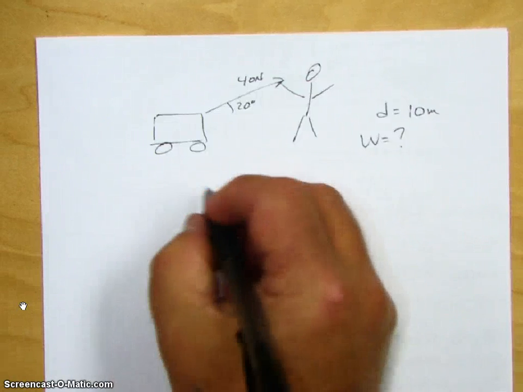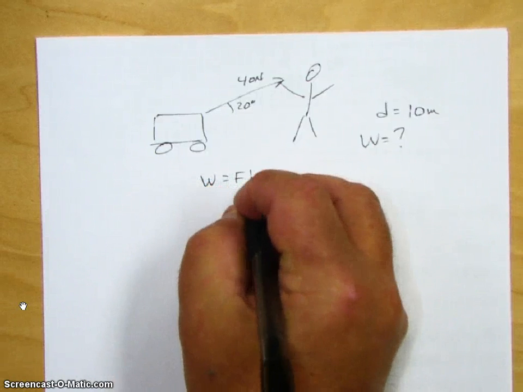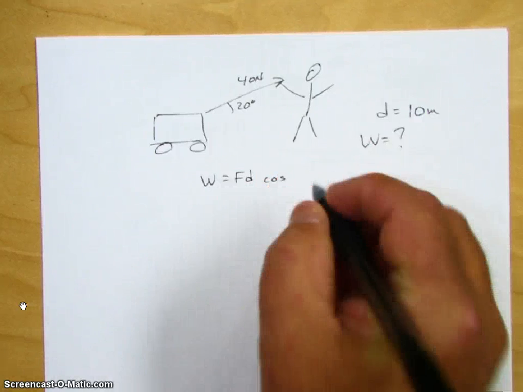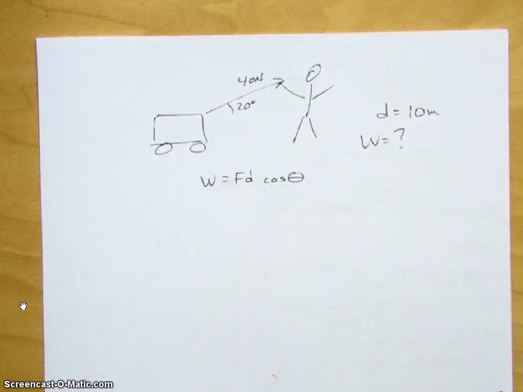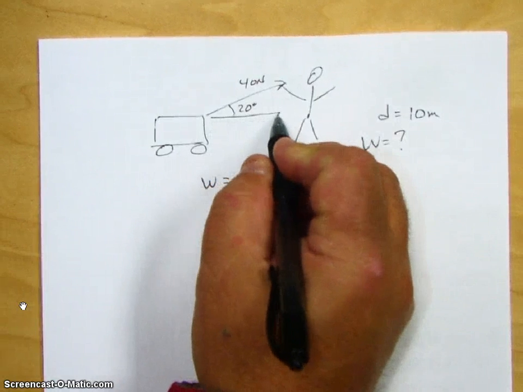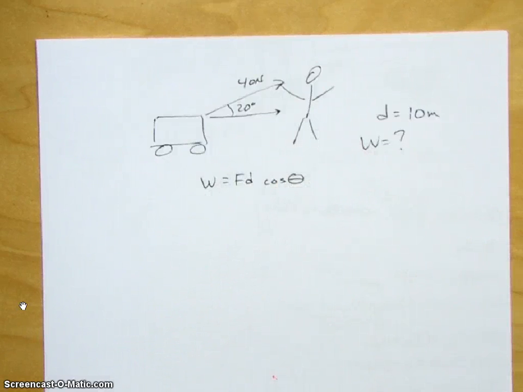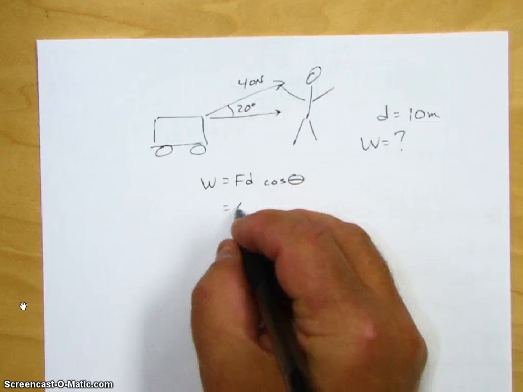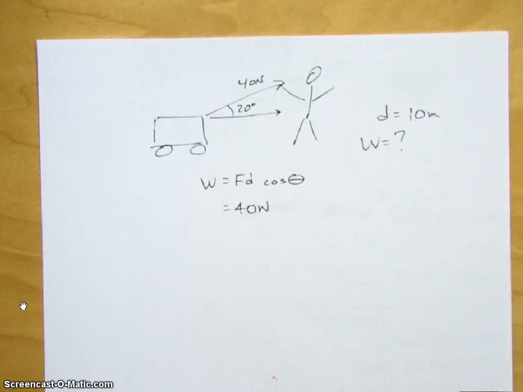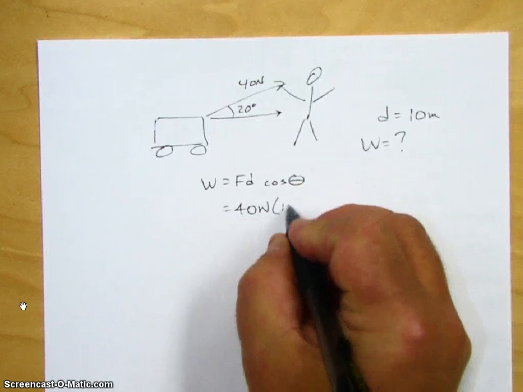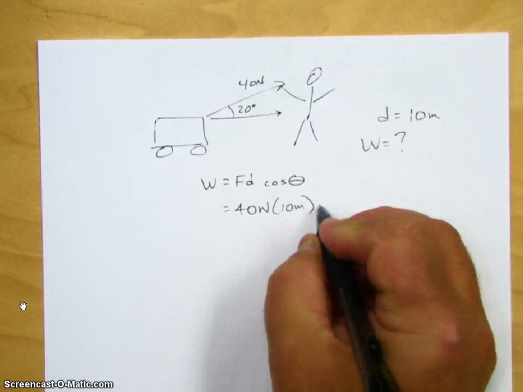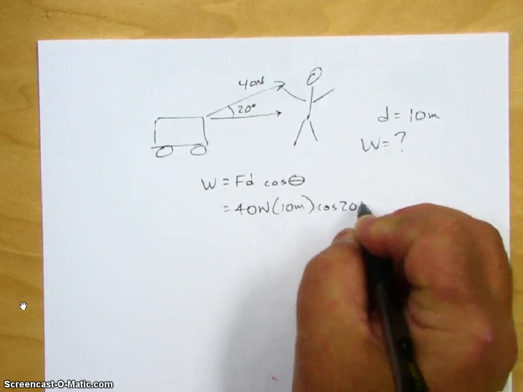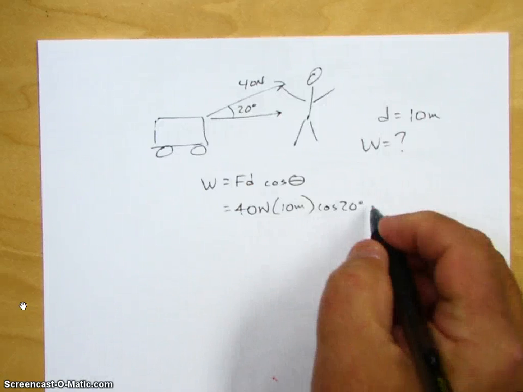Well, work is going to equal F times D times the cosine of theta. So if we go F times D times the cosine of theta, again, it's only this part, so it's going to be less than 40 newtons that's actually doing the work. So 40 newtons times the distance of 10 meters times the cosine of 20 degrees.